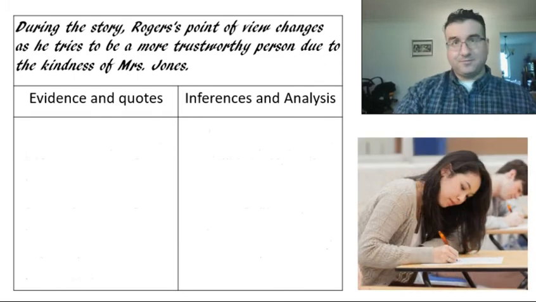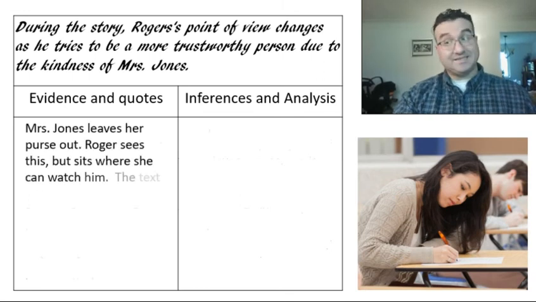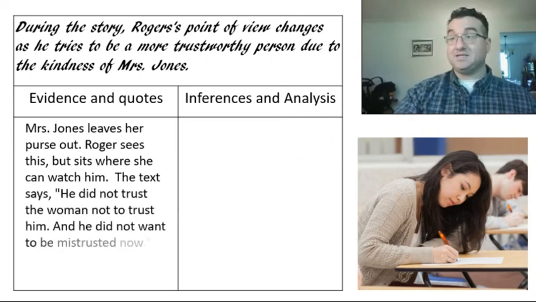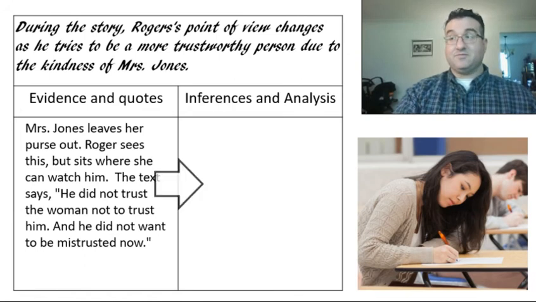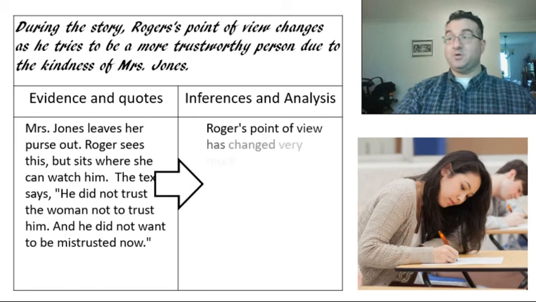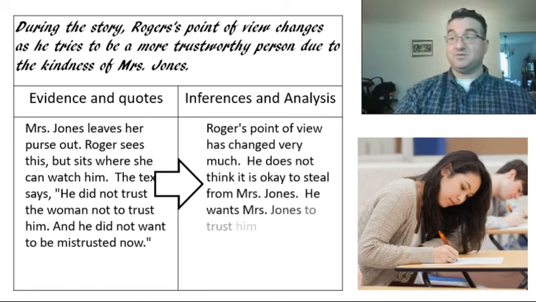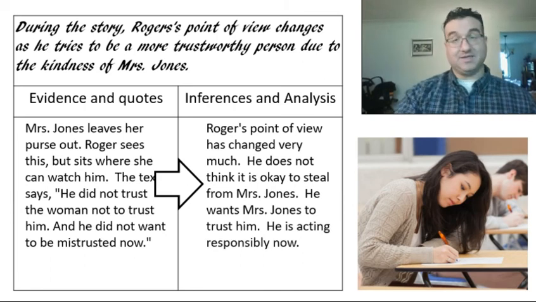A third and final piece of evidence is Mrs. Jones leaves her purse out. Roger sees this, but sits where she can watch him. The text says he did not trust the woman not to trust him. And he did not want to be mistrusted now. So there's a key part of it. From this, we can see that Roger's point of view has changed very much. He does not think it's okay to steal from Mrs. Jones. He wants Mrs. Jones to trust him, and he is acting responsibly now.